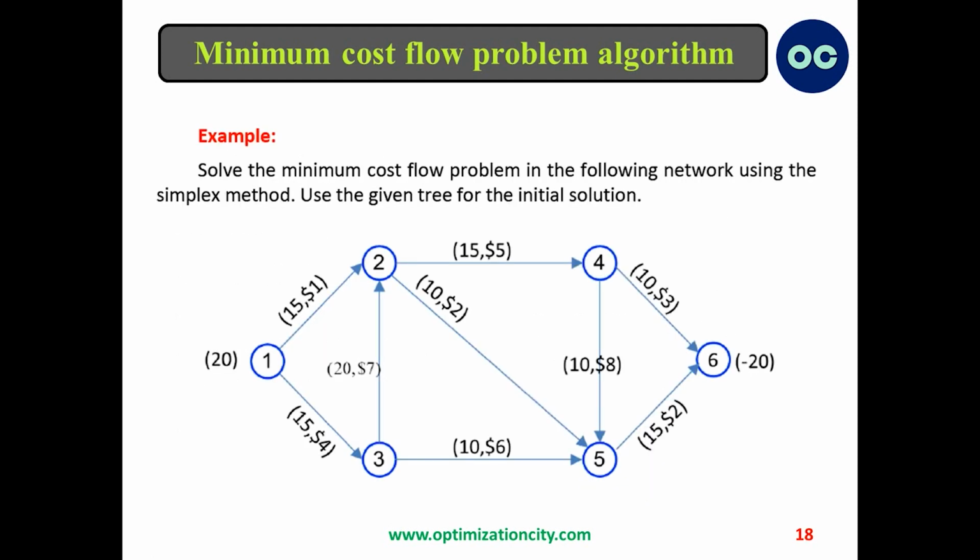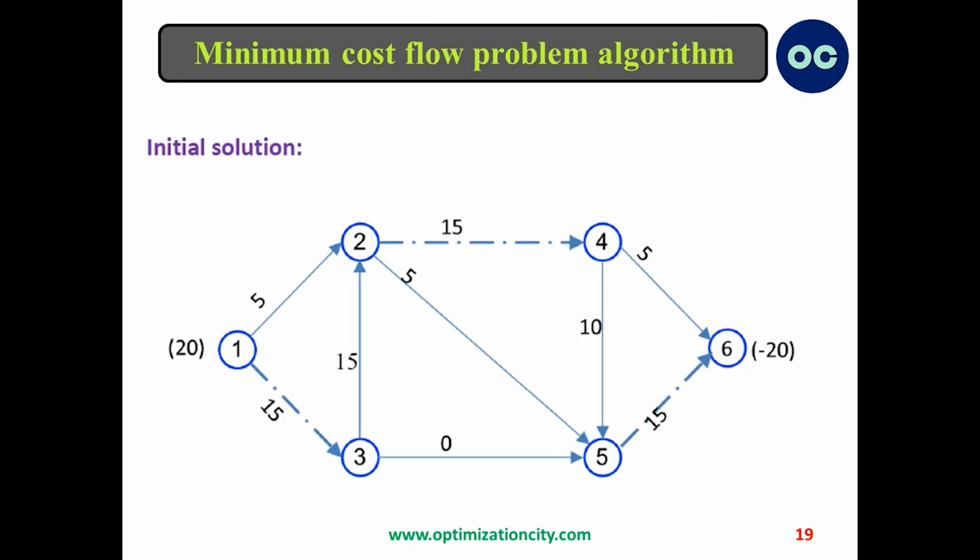Let's solve the minimum cost flow problem in this network using the simplex method. The first component is the capacity and the second component is the cost. There is a supply of 20 and a demand of 20 for node 6. We utilize the provided initial solution here for the first step. In this step, the objective function for this network is equal to 380.